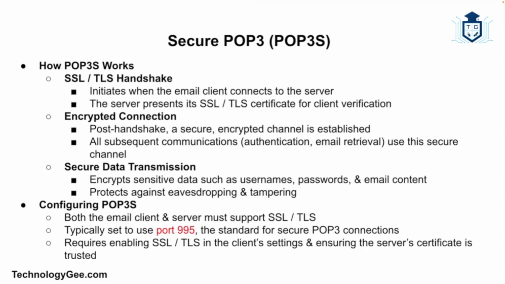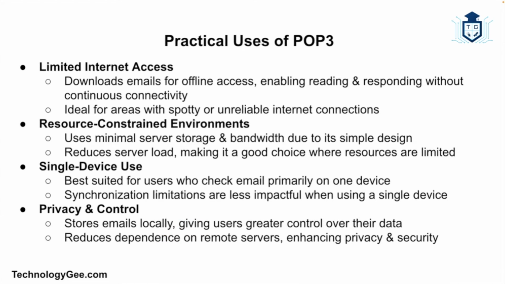And this encryption ensures that sensitive information such as usernames, passwords, and email content is protected from eavesdropping and tampering. Now let's quickly talk about configuring POP3S. To use POP3S, or POP3 Secure, both the email client and server must support SSL/TLS. Users typically need to configure their email client to connect to the POP3 server on port 995, which is the standard port for secure POP3 connections. Additionally, users may need to enable SSL/TLS in the email client settings and ensure that the server's SSL/TLS certificate is trusted.